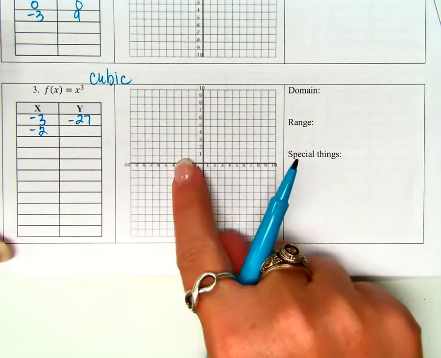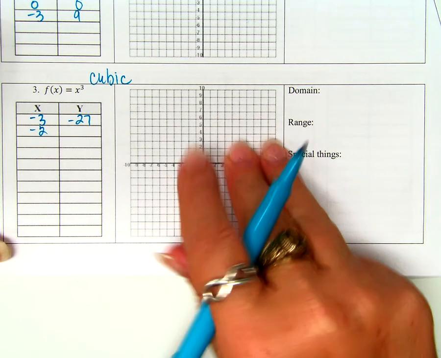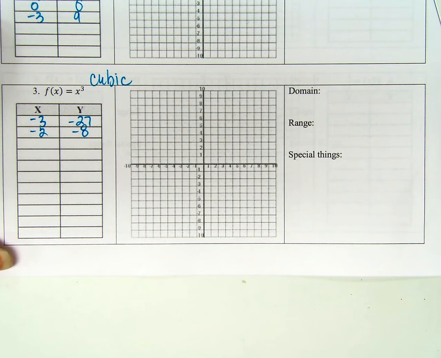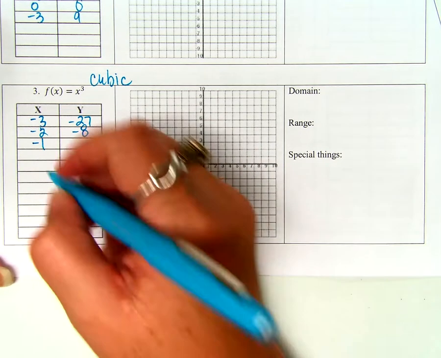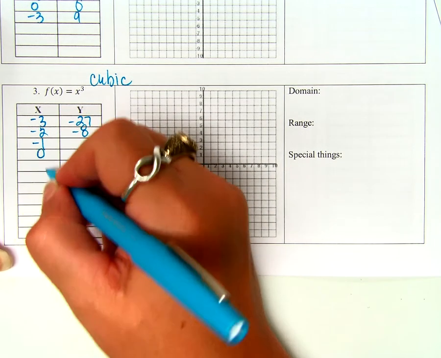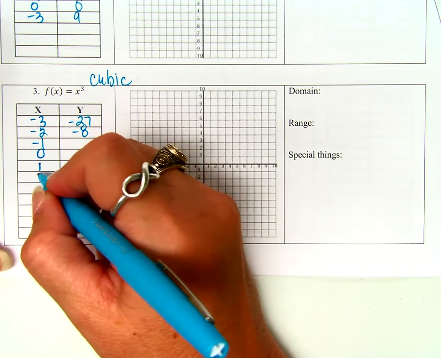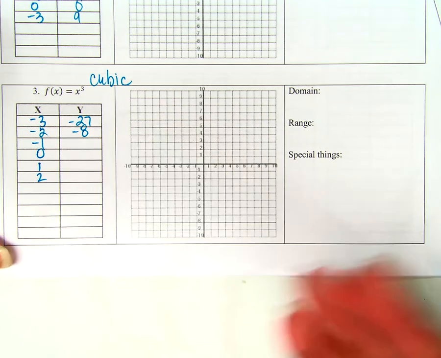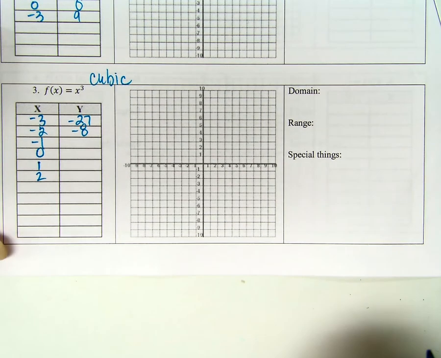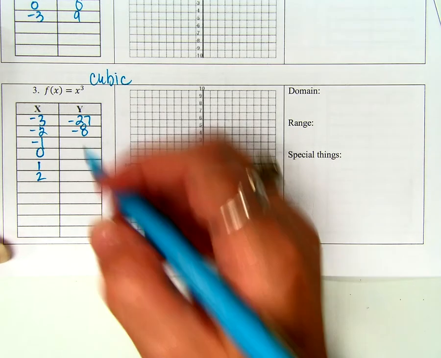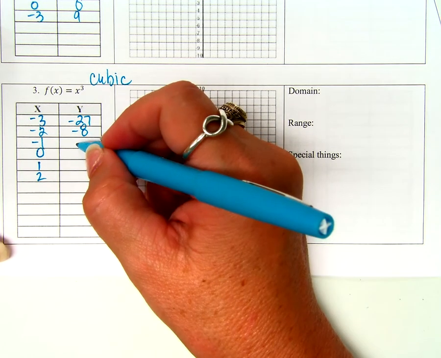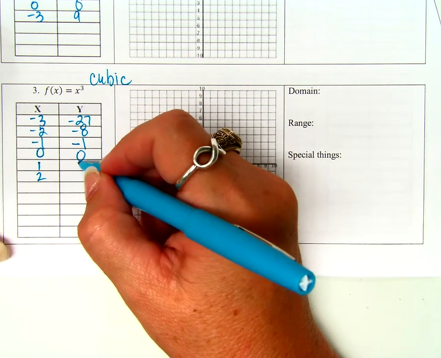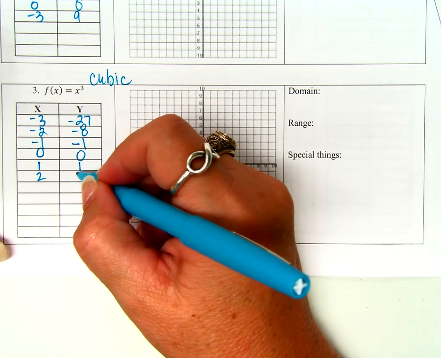-2. What is -2 times -2 times -2? -8, that's right. What do you think we should choose next? -1, and then next 0, and then 1, and then 2, and then should we choose 3? No. We know it's possible, right? We just probably don't want to put it on our table because we can't graph it. Okay? So what is -1 cubed? -1. What's 0 cubed? 0. 1 cubed? And 2 cubed. Try again. 8.